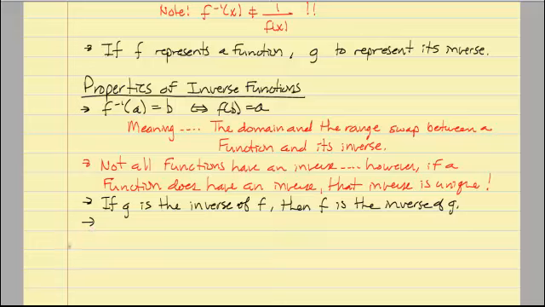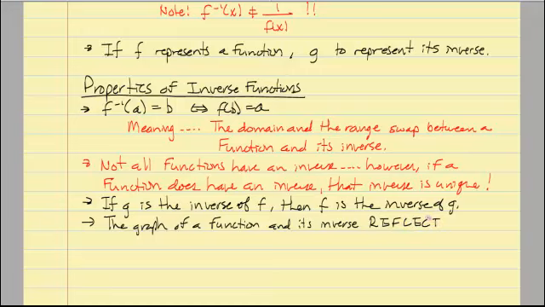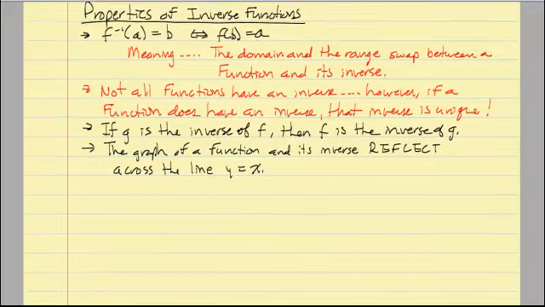The last property that we're going to look at has to do with a graphing property. The graph of a function and its inverse share a unique property. The graph of a function and its inverse reflect across the line y equal x. And we'll show this coming up here in a couple of examples. So those are some properties of inverses.